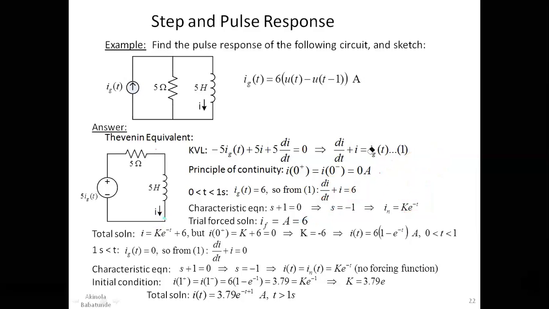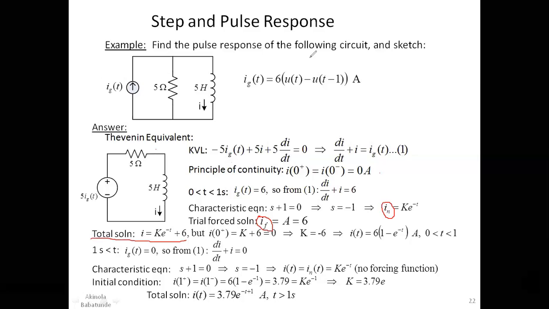A is equal to 6, and since our I_N is K e to the minus t, the total solution will be the natural solution I_N plus the forced solution I_F. So it becomes K e to the minus t plus 6. That becomes our total solution for the particular circuit.